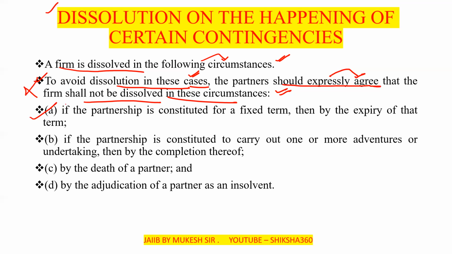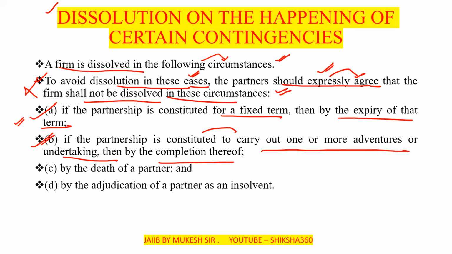So they have to expressly agree at the start that if anything happens, they will continue up to that point. If the partnership is constituted for a fixed term, then by the expiry of that term, they will continue the firm.